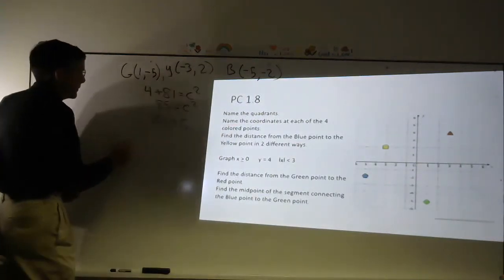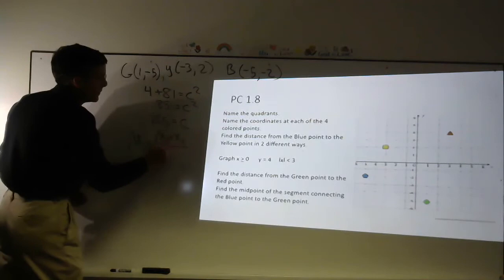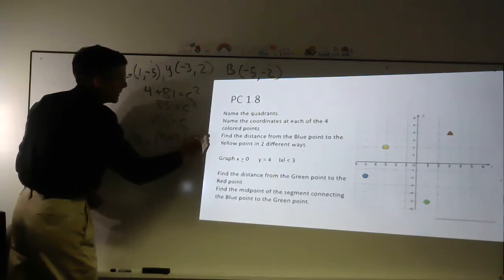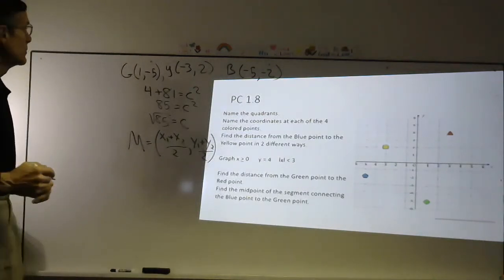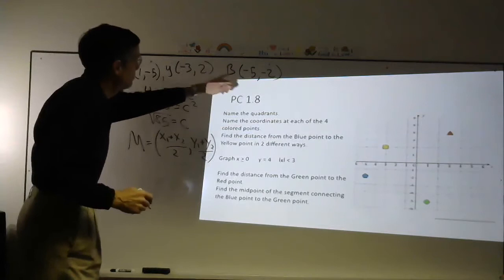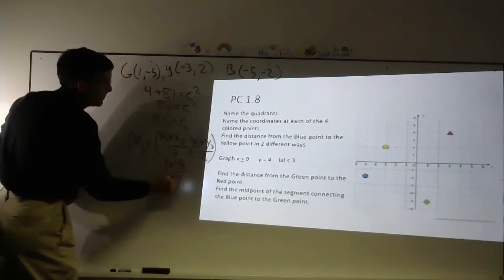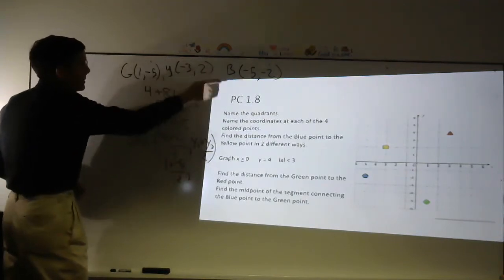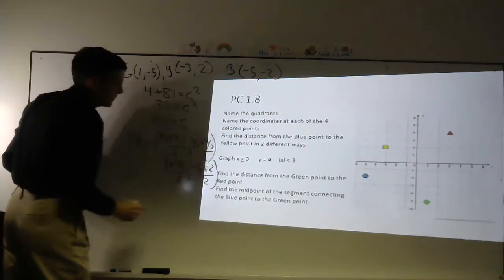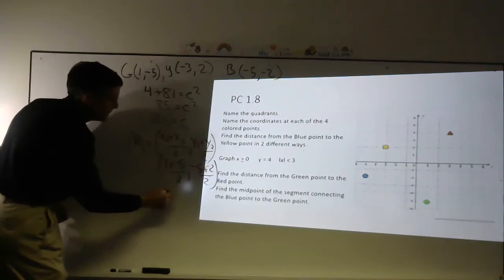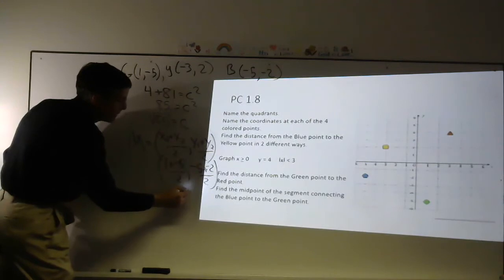To find the midpoint, I want to add the x's, divide by 2, add the y's, divide by 2. Just finding an average. So take the x's of the blue and green, 1 plus -5, divide by 2. Take the y values, -5 plus -2, divide by 2. I'm going to get -2 for this one, and -7 divided by 2 is -3.5.